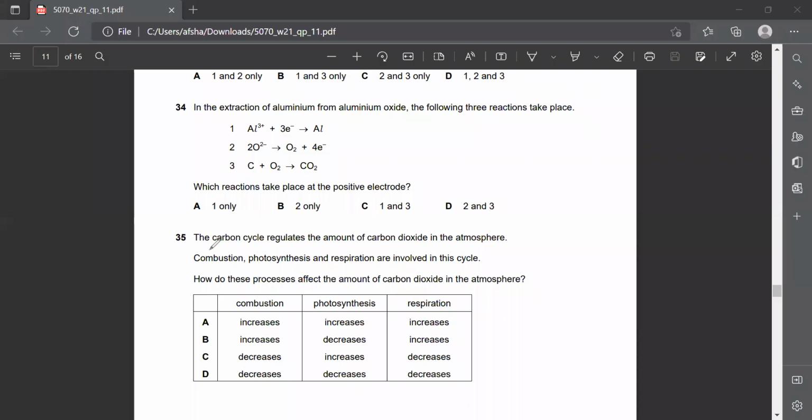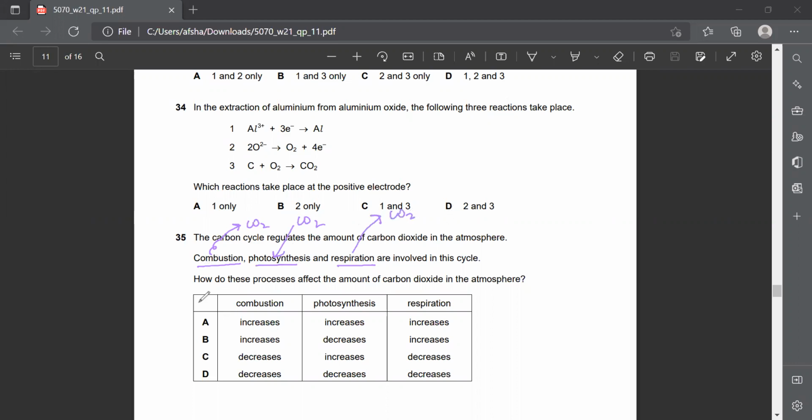Moving to question number 35, the carbon cycle regulates the amount of carbon dioxide in the atmosphere: combustion, photosynthesis, and respiration. Combustion, it liberates carbon dioxide. Photosynthesis consumes carbon dioxide. Respiration, what we respire or plants respire, it releases carbon dioxide.